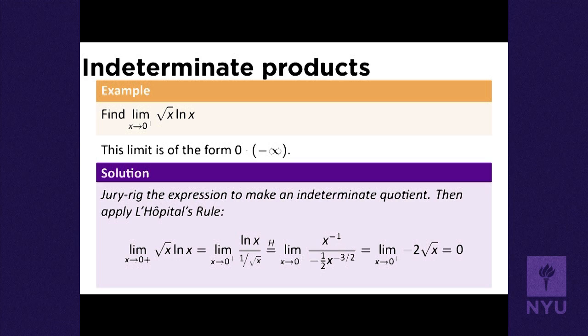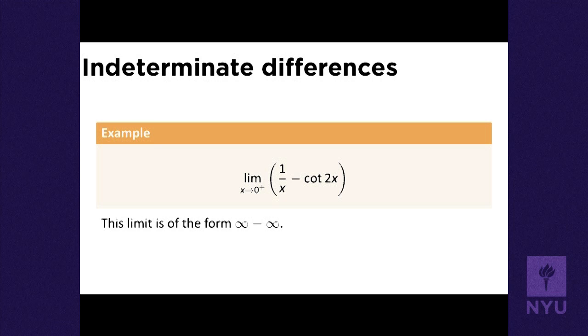Okay, so in this case, this product goes to 0, even though one of them is going to 0 and the other one's going to minus infinity. Any questions about that? Okay. Well, then let's try an indeterminate difference. Let's look at the limit as x goes to 0 from the right-hand side of 1 over x minus the cotangent of 2x.